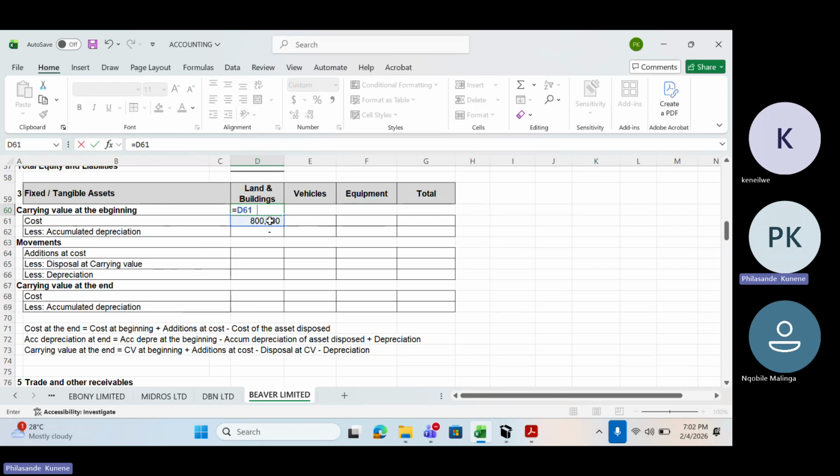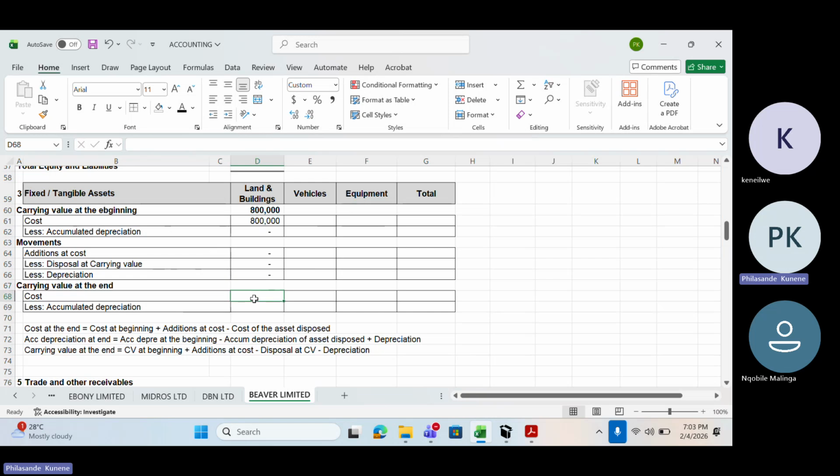Then I need to subtract what? I need to subtract my accumulated depreciation, and I will still get the same 800,000 rands. Then additions. Do we have any additions at cost? Which is 0. We didn't buy anything on land and buildings. Disposal, we did not dispose anything. Depreciation, we do not calculate depreciation on land and buildings.